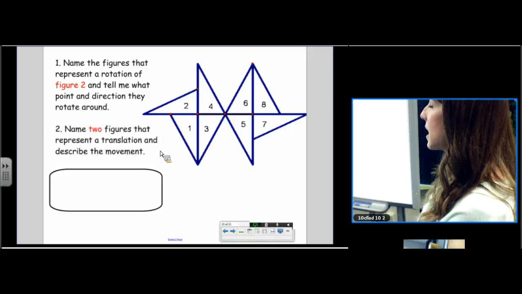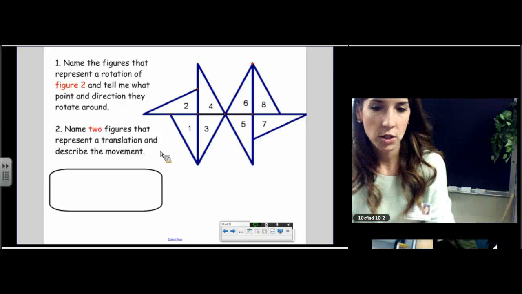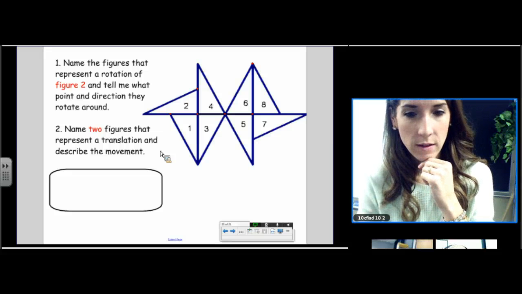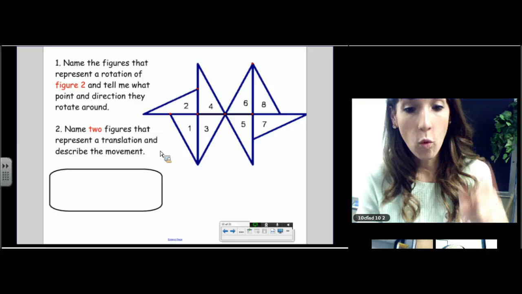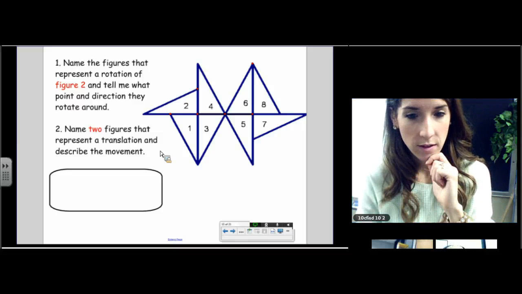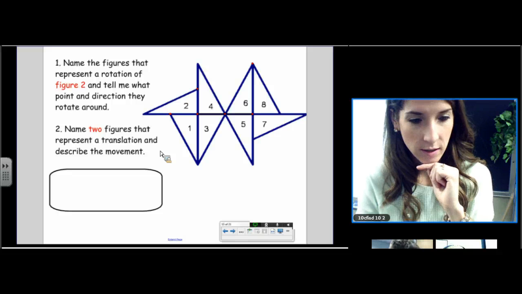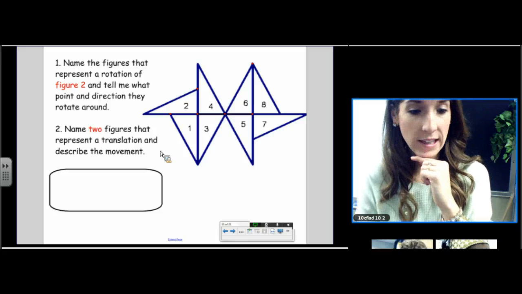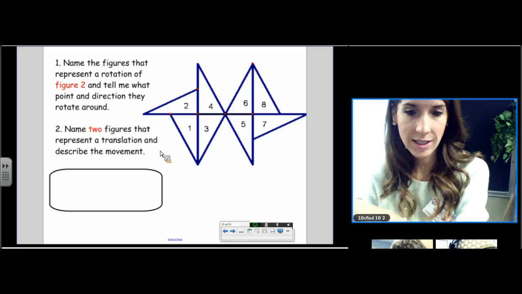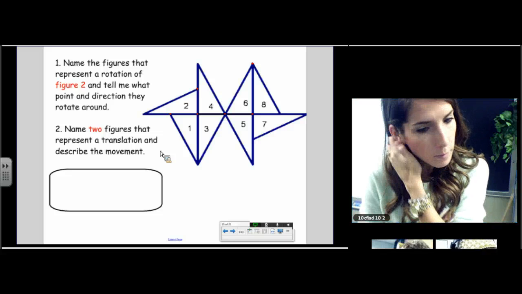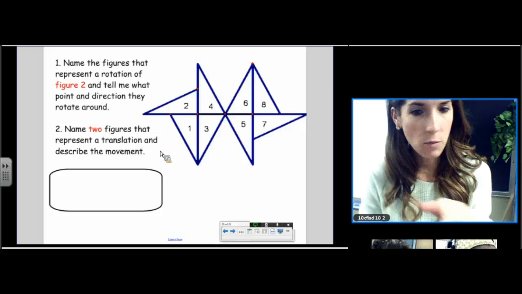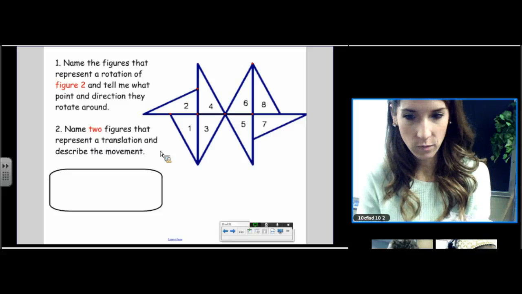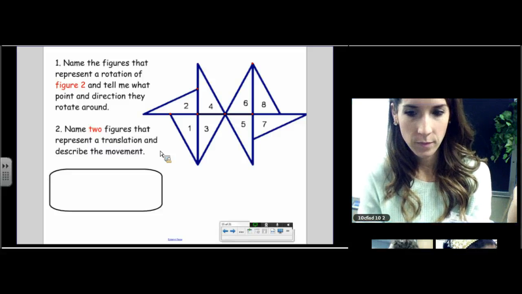Name 2 figures that represent a translation. So a translation would occur between like figure 4 and figure 8. What else? Figure 1 and 5. Any other translations? 2 and 7 would not be a translation. Be careful. 2 does not slide into 7's spot. 6 and 1 would not be a translation, guys. A translation's a slide. You can't flip it or rotate it at all. Okay?